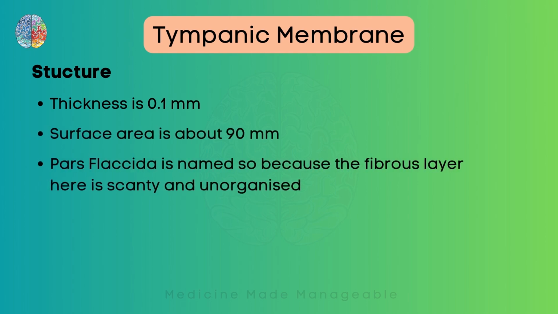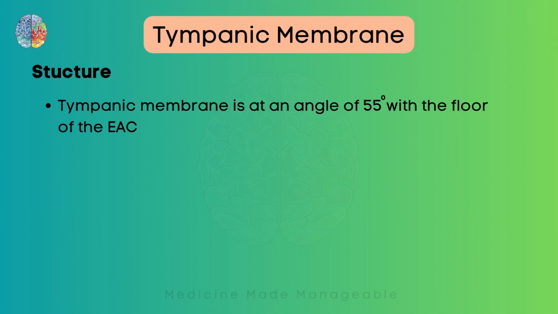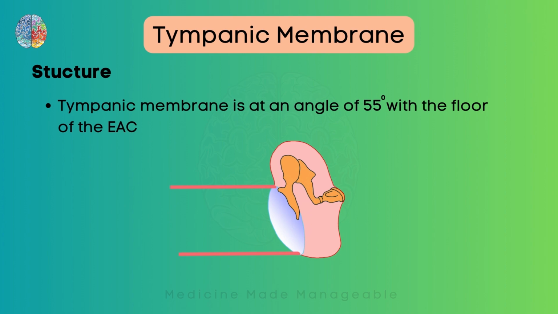The pars flaccida is named so because the fibrous layer here is very scanty and unorganized, and the pars tensa has a good organized fibrous layer. And last, one important one-liner, the umbo, which is the tip of the handle of malleus, is the most visible landmark. Next, the tympanic membrane is at an angle of 55 degrees with the floor of the EAC. Again, this is just a representation. Here we have the EAC and the tympanic membrane. So this angle is 55 degrees.